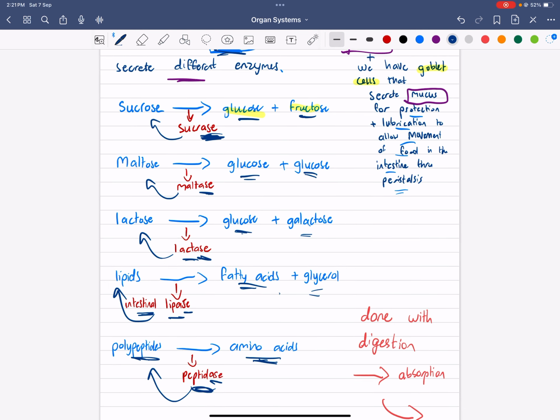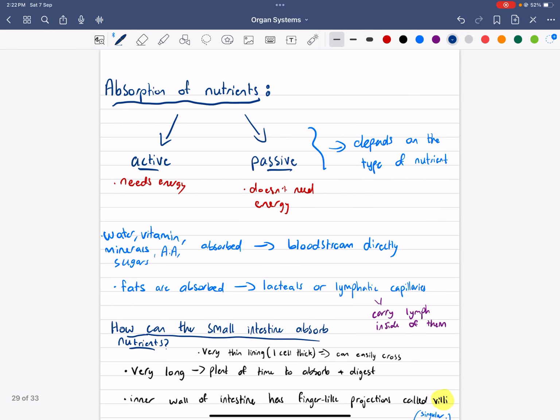Now we have completely digested all the food. So now digestion is over. We said digestion starts in the mouth and ends in the small intestine. So now we're done with all the digestion. After we digest the food, what do we have to do? We have to absorb the food, right? So now let's look at how we absorb the nutrients. We can absorb them in 2 main ways: either active transport or passive transport.